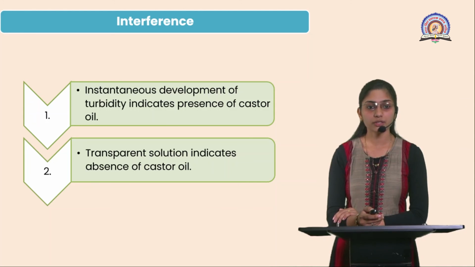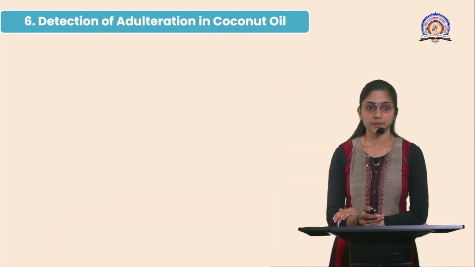Again you have to check the turbidity here. If turbidity is there in a given oil sample, it confirms that castor oil has been added. It means castor oil is the adulterant present in the given oil sample, and if the sample is transparent then it indicates that castor oil has not been added into your given sample.